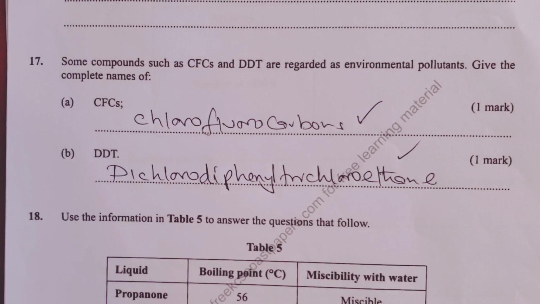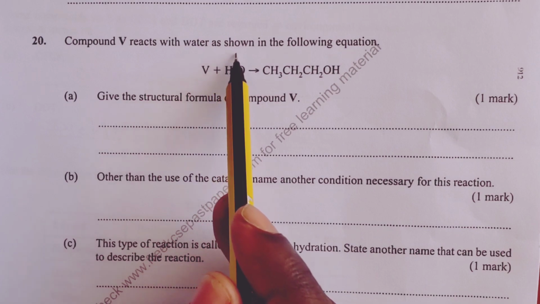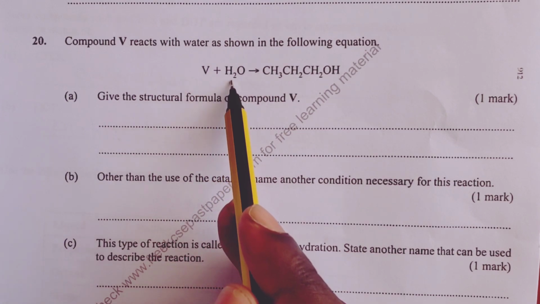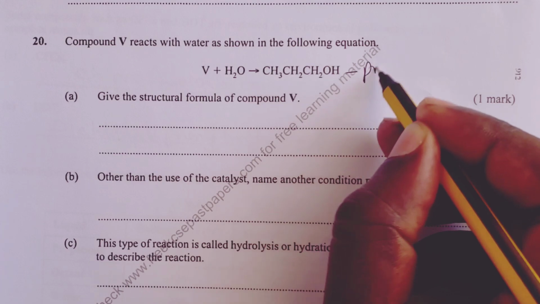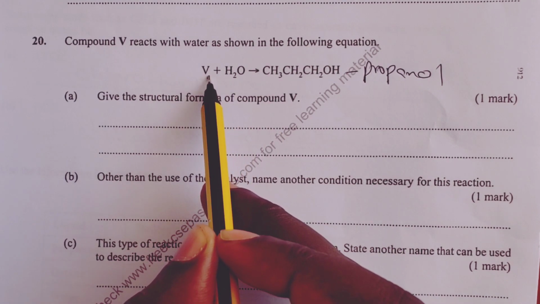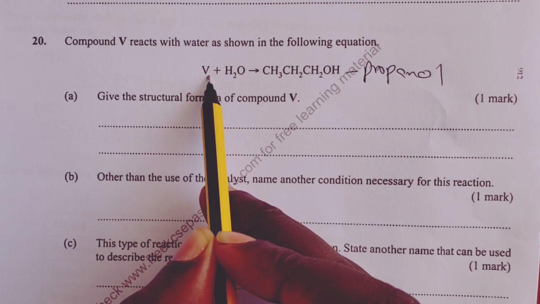Still, in the year 2020, organic chemistry was yet again tested in question number 20. Compound V reacts with water as shown in the following equation. So we have V reacting with water to give us an alkanol here that has 3 carbons. So V reacts with water to give propanol. This shows that V is actually an alkene with 3 carbons, and therefore V is prop-1-ene. Even before we answer our questions, we need to understand what goes on in the equation.